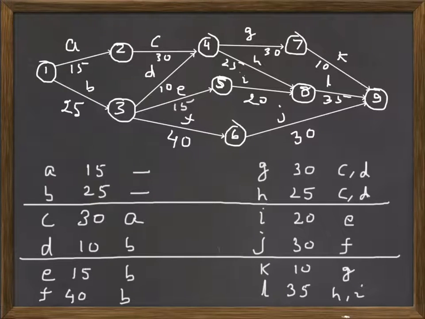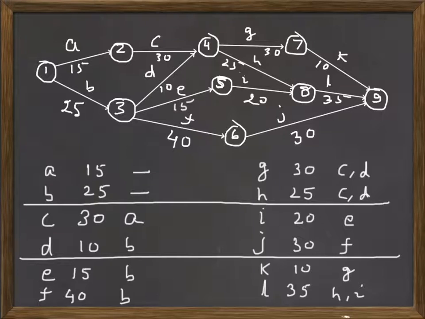You can check I, J, same way. I has immediate predecessor here E, which is correct. J starts from node 6 where F is ending, so J has immediate predecessor F. K starts from node 7 where G is ending, so K has immediate predecessor G, and L starts from node 8 here where H and I are ending, so you can see L has immediate predecessors H and I. So we have maintained the immediate predecessor relationship while drawing the network diagram.